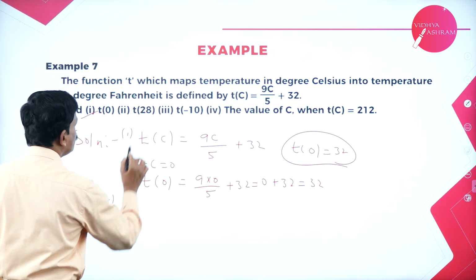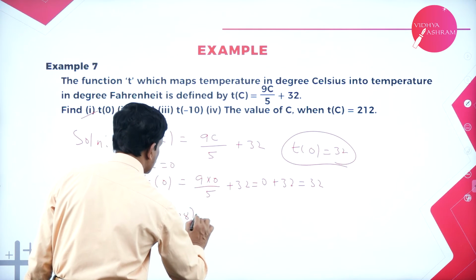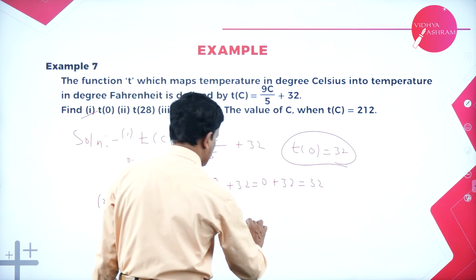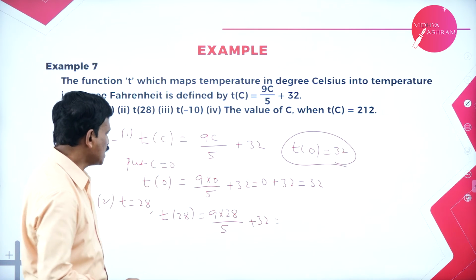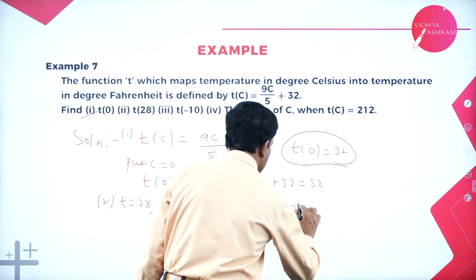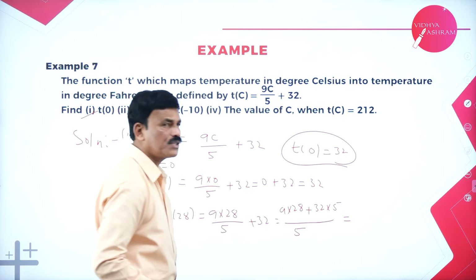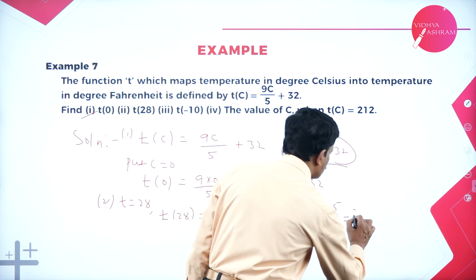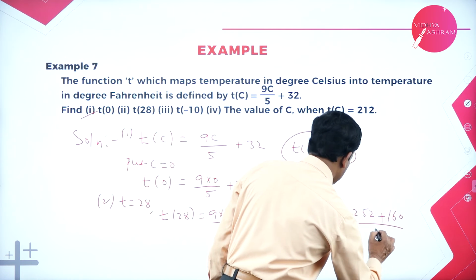What is the second one? Put C is equal to 28. T of 28 is equal to 9 into 28 divided by 5 plus 32. Simplify this. Take the LCM, 5 is the LCM: 9 into 28 plus 32 into 5, all divided by 5. Now, 9 into 28 is 252, plus 32 into 5 is 160, divided by 5.